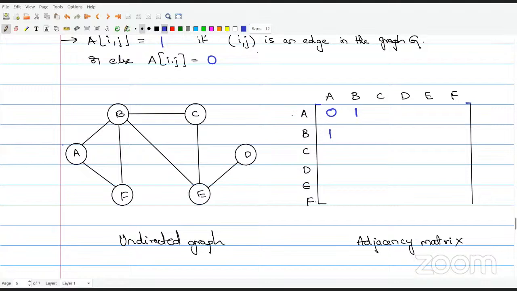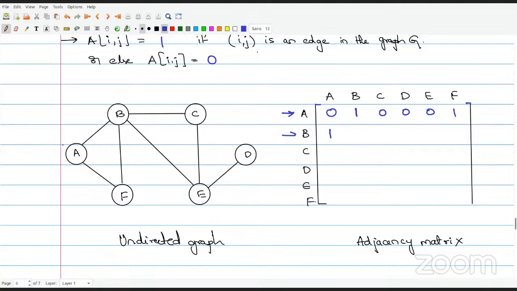Now let's start from vertex A. From A to A, there is no edge. From A to B, there is an edge. From A to C, there is no edge. This refers to direct edges only, so from A to C there is no direct edge. It will be 0. From A to D, there is no edge, 0. A to E, no edge, 0. A to F, there is an edge, so the entry will be 1. Like this, we will fill.